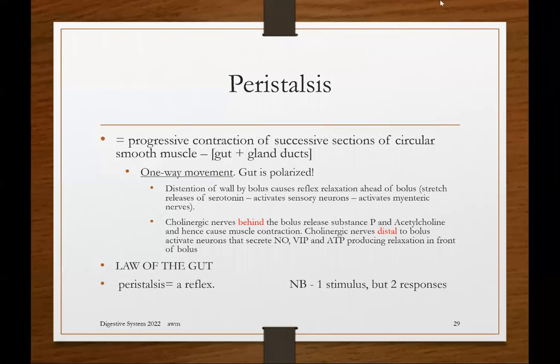So you have distension of the wall, which causes reflex relaxation ahead of the bolus, as I think I've described. The stretch releases serotonin, which activates sensory neurons, which then activate the myenteric plexus. But behind the bolus, the cholinergic nerves release substance P and acetylcholine, and thus cause muscle contraction. Distal to the bolus, you get activation of neurons that secrete nitric oxide, VIP, and ATP, producing relaxation in front of the bolus, and then contraction behind.